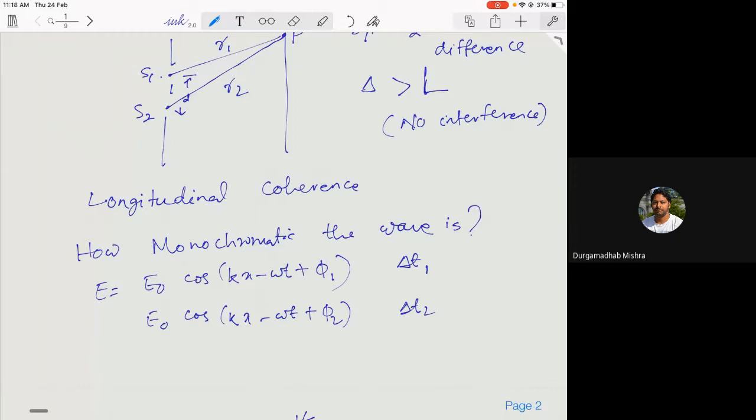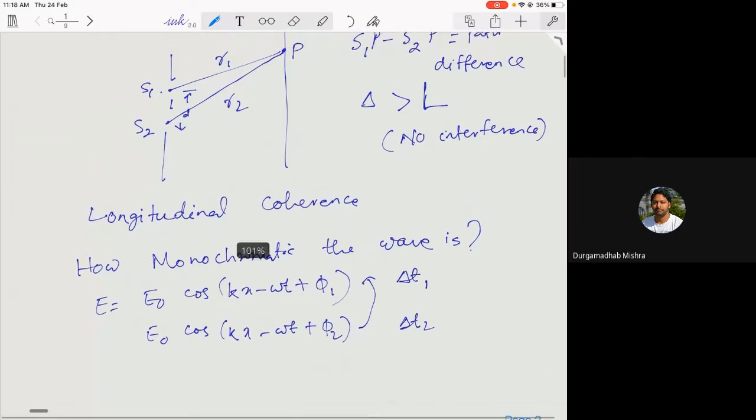So again, there is no phase relation between these two waves. Although within this period of delta t1 the wave is coherent, after this tau c the wave has a different phase phi 2. So this is the physical meaning of that. Okay, so this is the temporal coherence we are talking about.